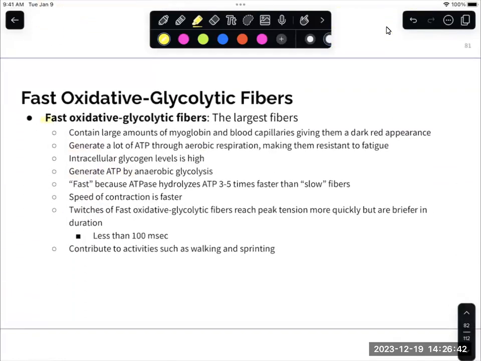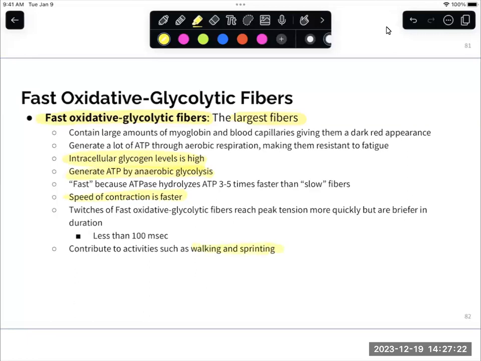Fast oxidative glycolytic fibers. These are the largest fibers we have. Oxidative, so they can use oxygen to make energy. Glycolytic, they can also use anaerobic glycolysis. They have lots of glycogen. They contract faster than those slow oxidative. You use these for walking.